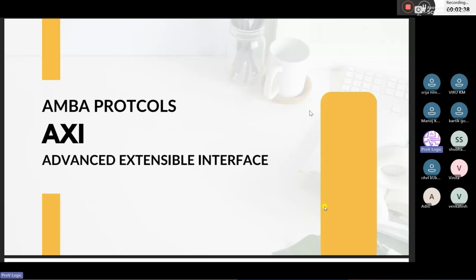It is developed by ARM, and the AXI protocol is mostly for high performance and high frequency system designs. Mostly we use AXI in SoC, system on chip designs. For high speed data communication between the IP blocks, we use the AXI protocol, which is an on-chip communication protocol or bus protocol.